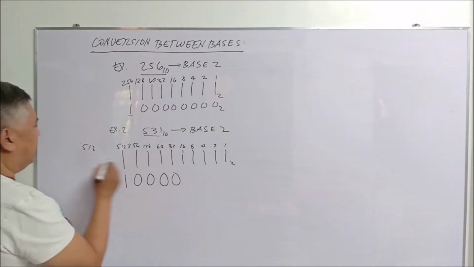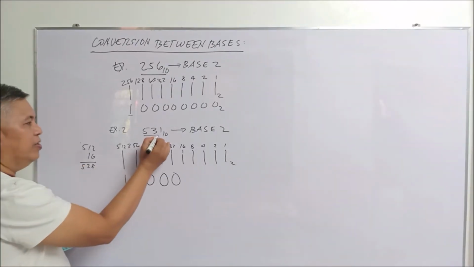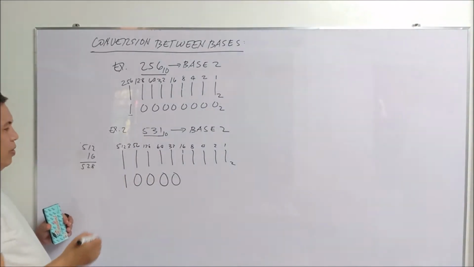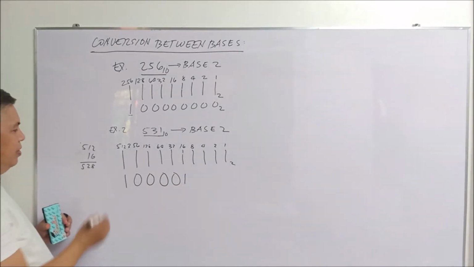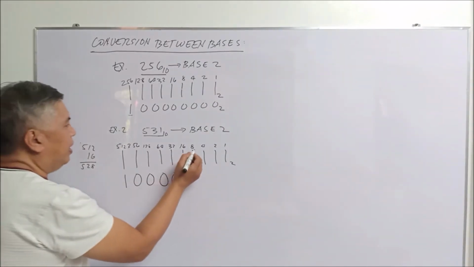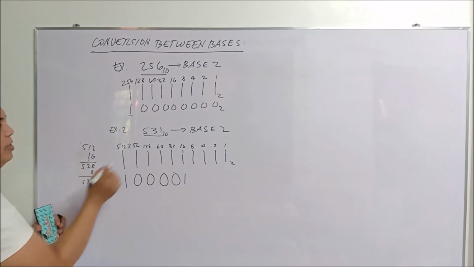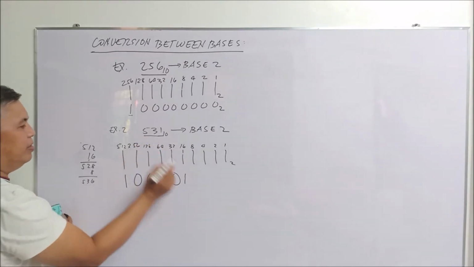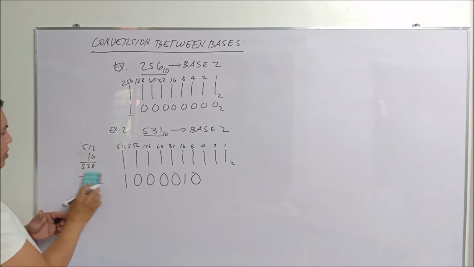512 plus 16, we will try this. So you have 528, which is less than 531. So we will make this 1. Okay? Because 528 is less than 531. And then if we add 8, okay, you have 536, which is bigger than 531. So this should be 0. Okay, so that means that 8 will not be added.